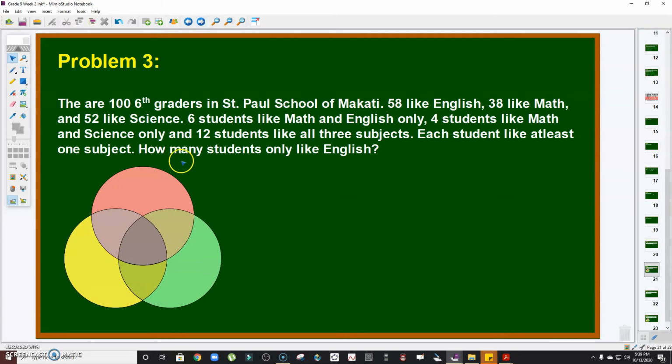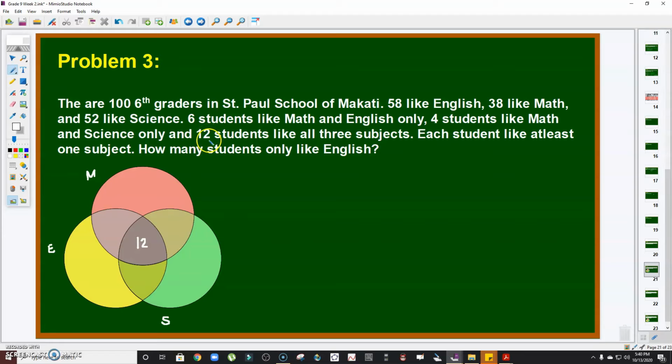So, in this one, I'm going to construct Venn diagrams as shown. So, three circles. Okay, so then, let's label it. This orange is for English, this pink is for Math, this green is for Science. Now, where do we start? So, ang sabi sa problem, 12 students like all 3 subjects. So, dito ako mag-start.